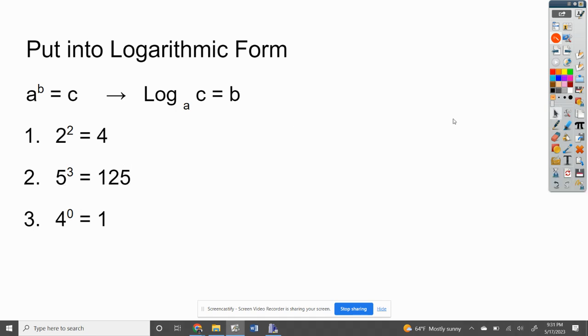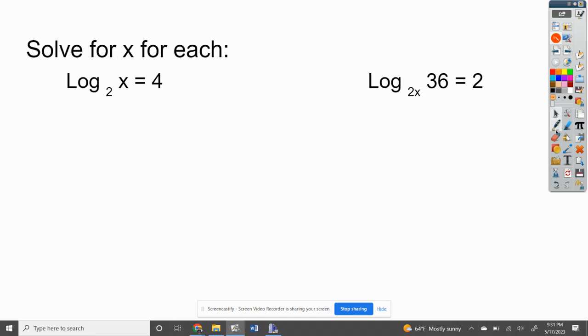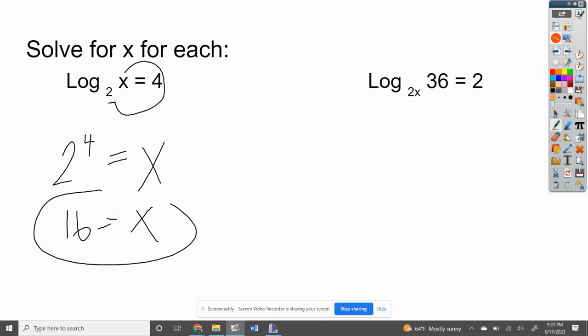I think I have one more slide here. Just solving for x. So what you're going to do is make your exponential equation. So in this case, this is the same as 2 to the 4th power is equal to x. And so all I have to do is figure out what 2 to the 4th power is, and that is 16. So my answer in this case would be 16. That one's pretty quick.